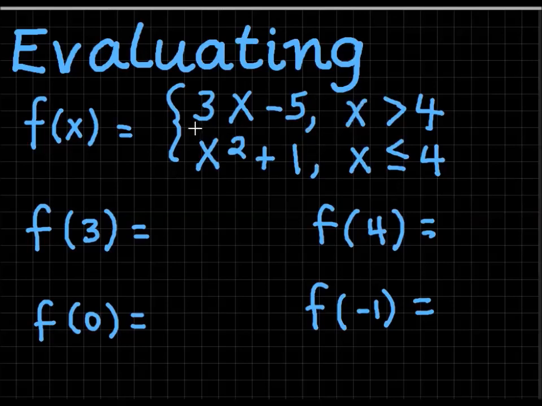The function rule is written first, so the 3x minus 5 is the rule, and the x squared plus 1 is the rule, and the second part of this tells you when it applies. So it goes 3x minus 5, comma, this rule applies when x is greater than 4. The other rule, x squared plus 1, applies anytime x is less than or equal to 4.